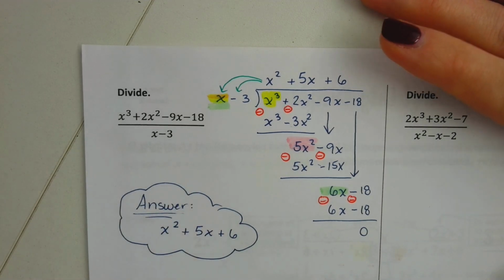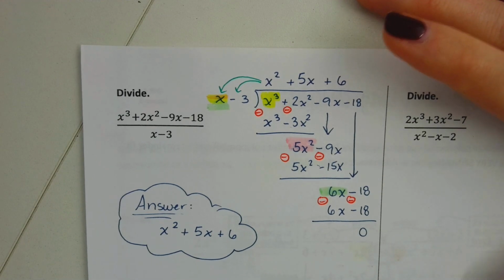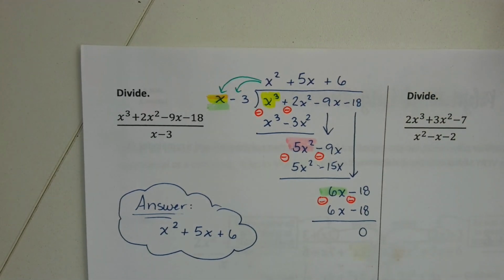Anyone know what it means if you get a remainder of 0? Like what else that means? It does divide evenly, yes, but it also means you could have factored it. It was factorable. Anytime it divides evenly.